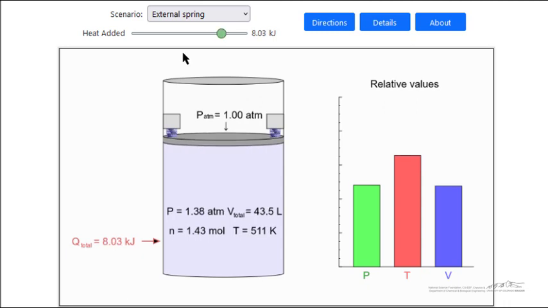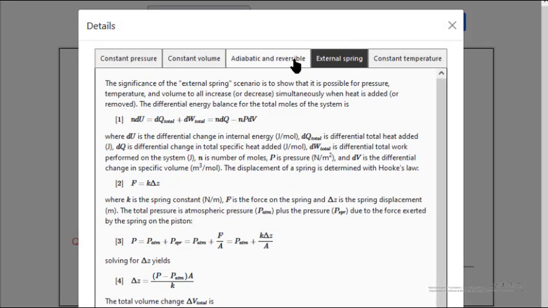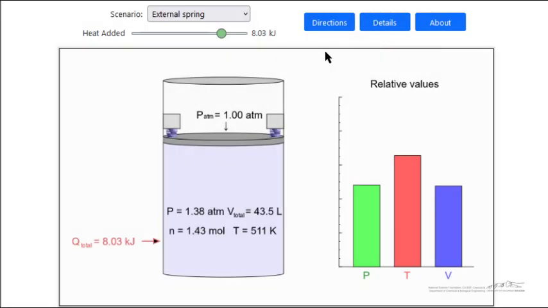Well, this simulation has details for each of these options, showing the equations that govern the behavior. And the whole objective here is to show that there's multiple ways that the variables can change as we add heat to a gas that's an ideal gas.